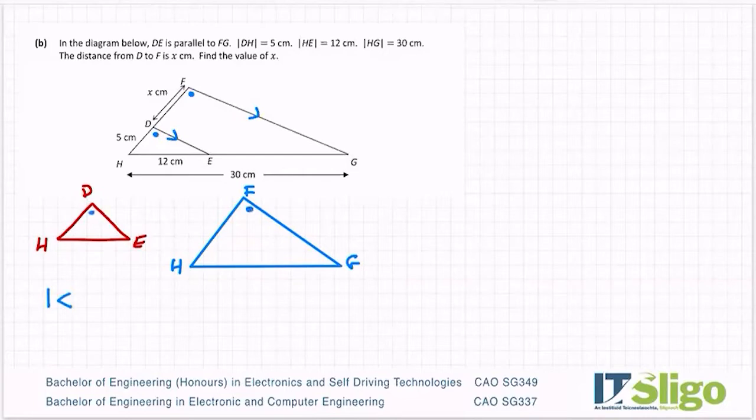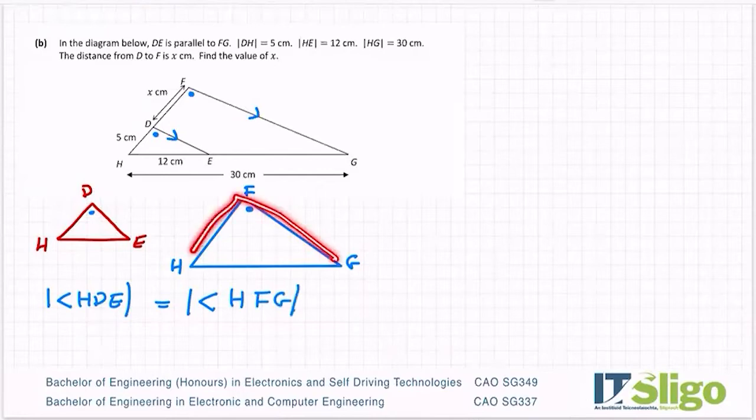So let's describe the small triangle first. So it's the angle HDE. I could have also called it EDH, okay? As long as D is the letter in the middle, I'm describing that angle up there at D. And that's equal to the angle HFG, and of course, again, I could call it GFH. Why? Corresponding angles. So you have to write down the why.